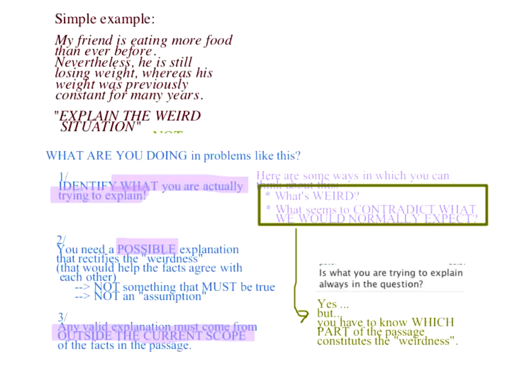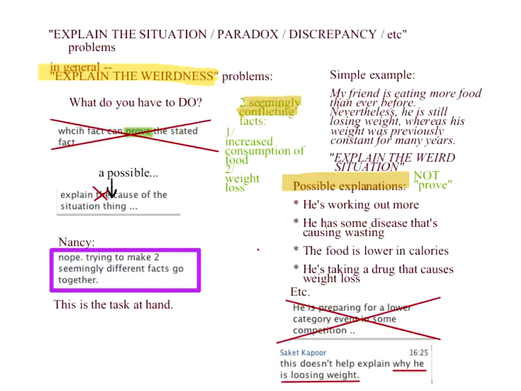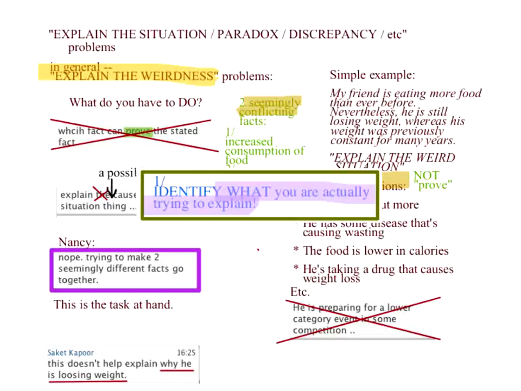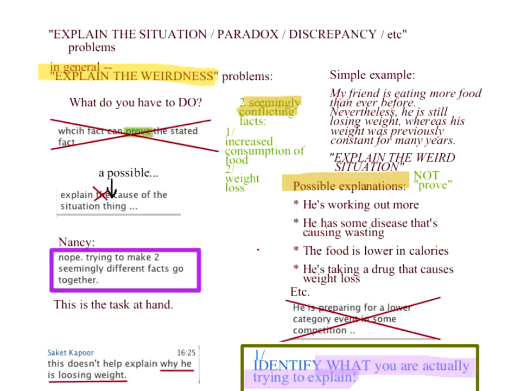But the key step here then is this. The key step is to identify what you are actually trying to explain. And that's where most trouble with this kind of stuff comes from: people don't do that. So, like this kind of answer right here, "He is preparing for a lower weight category event." This is the kind of answer that indicates that you didn't identify what you are trying to explain before you started coming up with answers. Because this is explaining something, it just isn't the right something.